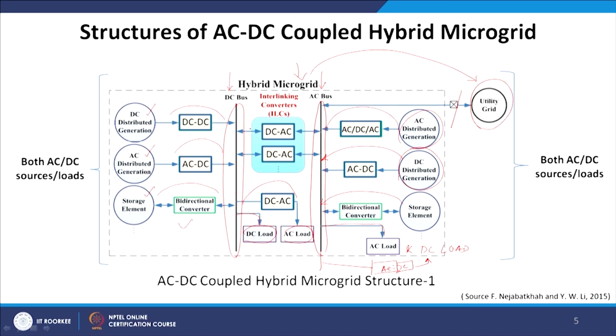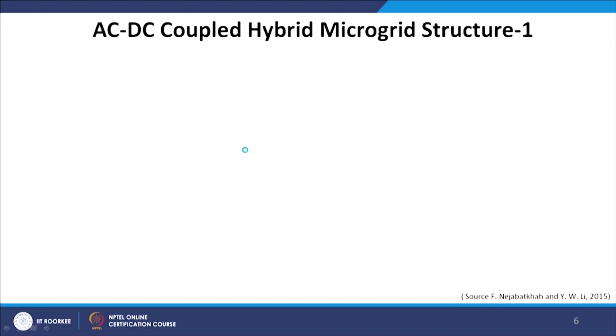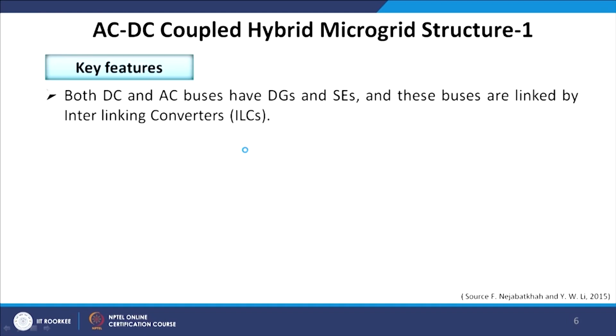That being said, both DC and AC buses will be connected through an interlinking converter, that is ILC, where energy or power exchange is possible from DC to AC as well as AC to DC side. So, this conversion is possible through ILCs. Now, in this structure 1, what are the key features? Both DC and AC buses have distributed generations as well as storage elements, and these buses are linked by interlinking converters, that is ILCs.